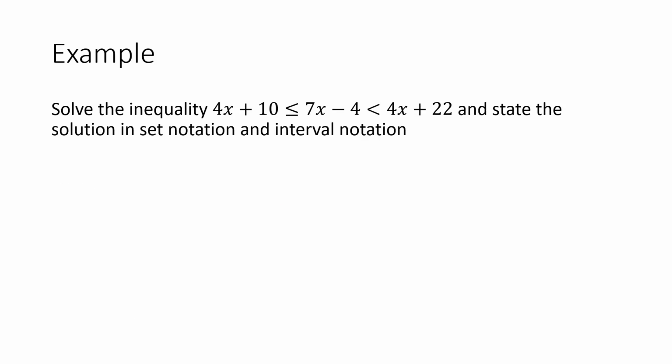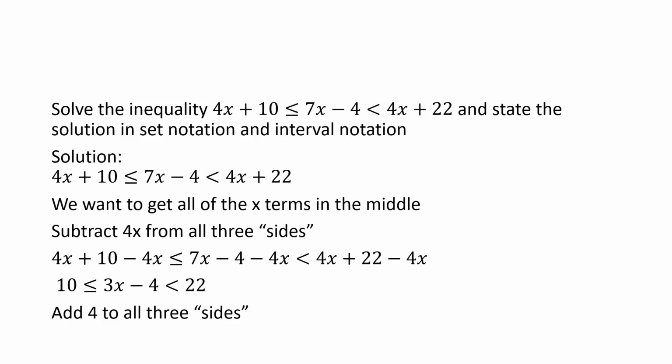And one more question here. We'll solve this inequality. We see that we've got x's on all three sides. So what we want to do in a situation like this is get our x's in the middle. So let's subtract this 4x from all three of these sides, and that's going to allow us to concentrate all the x's in that middle part. Okay, so like it says here, we want to get all the terms in the middle, subtract 4x from all three sides, and we end up with 10 less than or equal to 3x minus 4 less than 22.